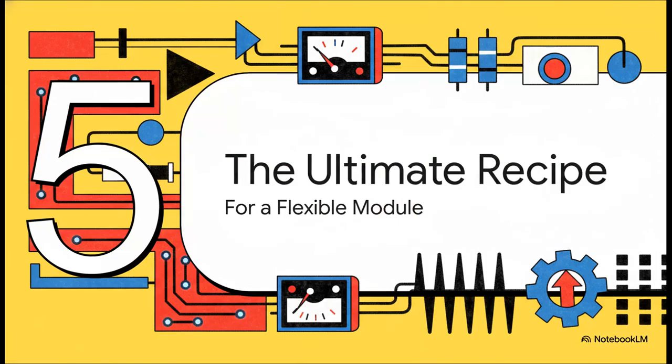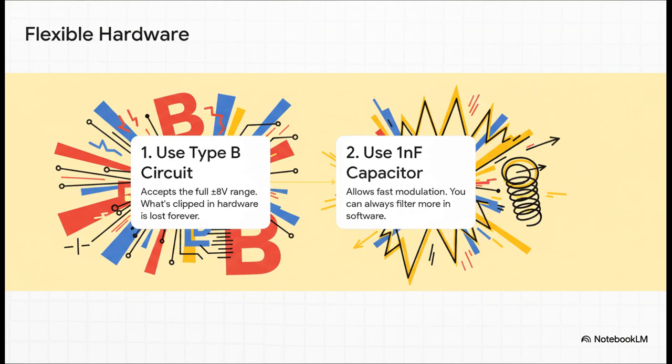So after digging through all of this, the voltage ranges, the filtering speeds, what's the ultimate takeaway? If you were sitting down today to design a brand new module, one that's super flexible, what would be the best way to do it? It really comes down to two main rules. First, you'd want to use the type B circuit, the one that can handle the full plus or minus 8-volt range. Why? Because you can't get back information that the hardware has already clipped off.